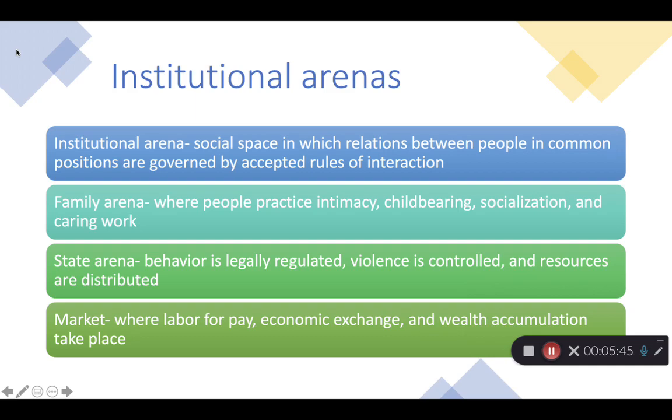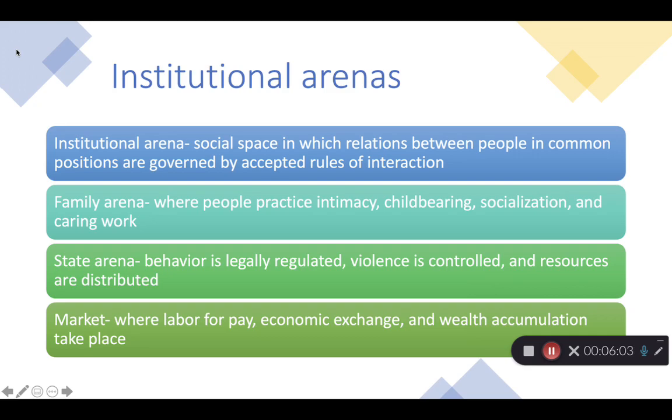The family arena, as defined in the book, the specific system itself of the family, is where people practice intimacy, childbearing, socialization, and caring work within the social world. And the social world is defined as everything outside of your head, for example.